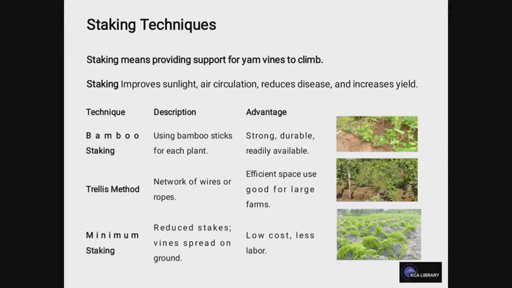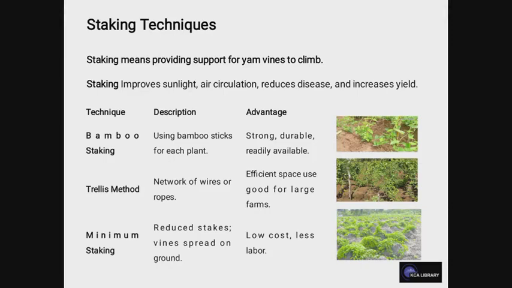Let's look at the staking technique. It's providing support for yam vines to be able to climb, where you maybe put sticks or so. Staking improves sunlight, air circulation, reduces diseases, and also increases yield. The techniques include bamboo staking. For this, you use a bamboo stick for each plant, and its advantage is that it's strong, durable, and readily available.